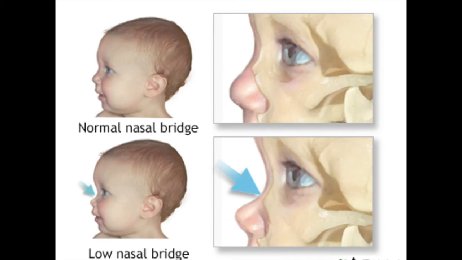Mucopolysaccharidosis type 1 is a rare disease in which the body is missing or does not have enough of an enzyme needed to break down long chains of sugar molecules. These chains of molecules are called glycosaminoglycans.